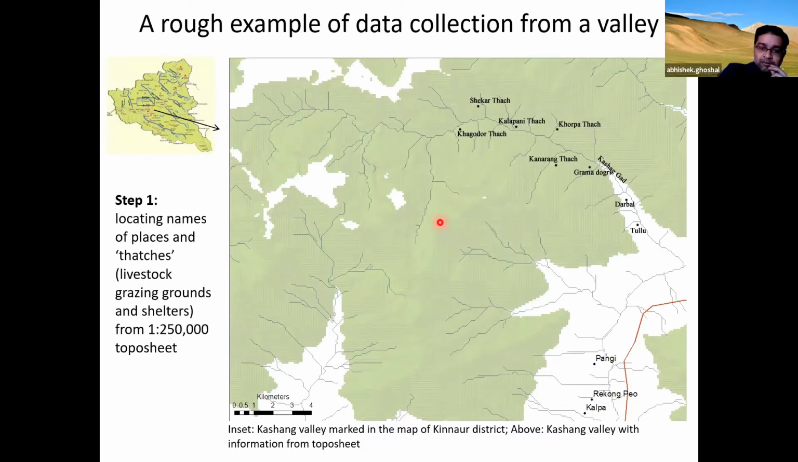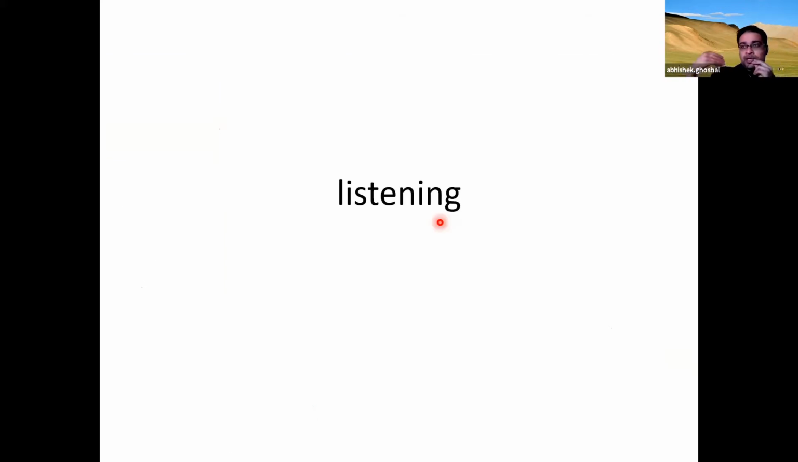So the first step was to get an understanding of what this area looks like. We looked at Google Earth maps. We looked at any literature that existed about this particular area. And we developed these very simple figures or maps with which we could familiarize ourselves with one particular valley. And then we started thinking about how we could get to the interviews.